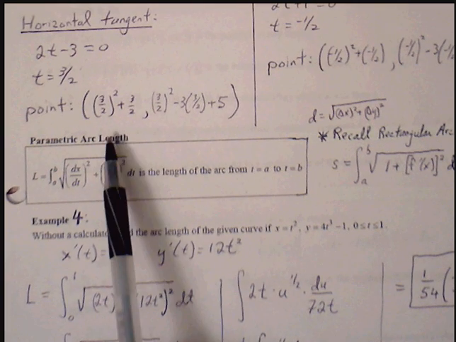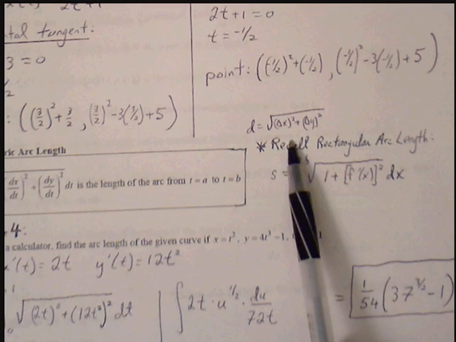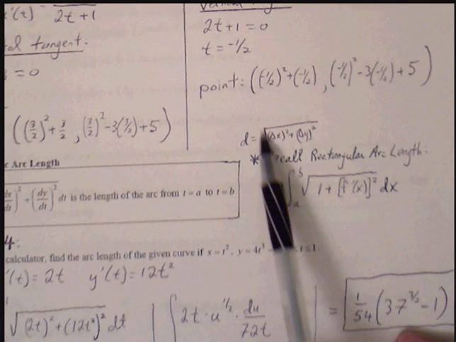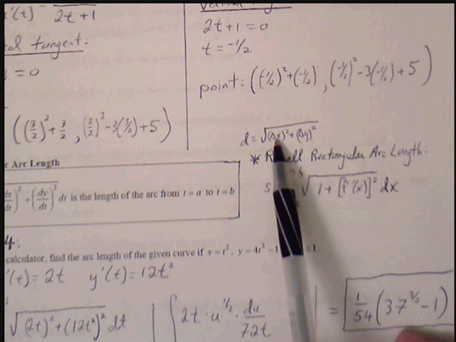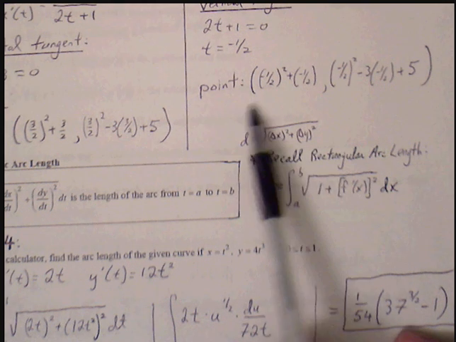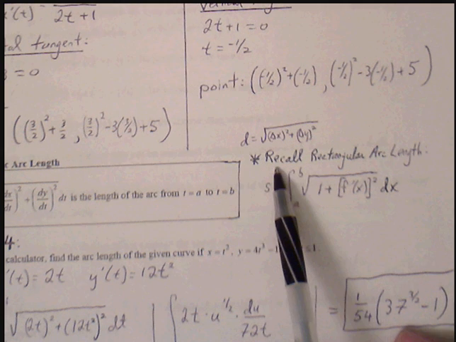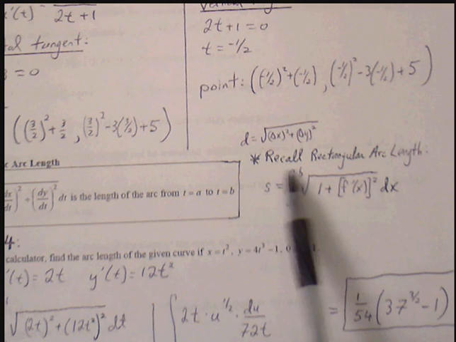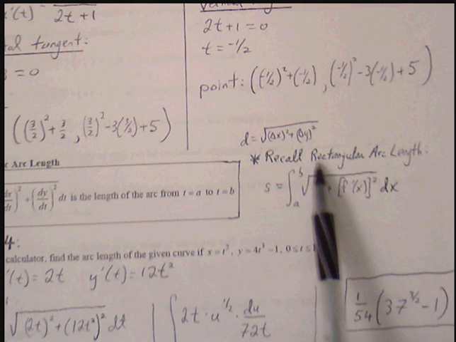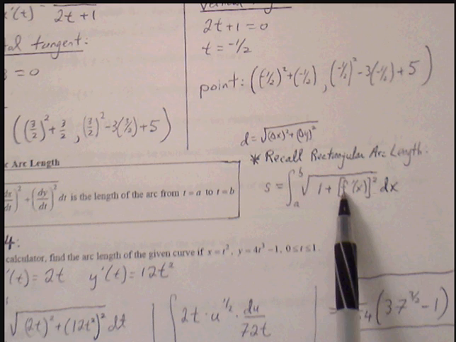Okay, parametric arc length. To lead into this, let's think about what we know about the distance formula. The distance formula is simply going to be the square root of delta x squared plus delta y squared, right? We're basically using the Pythagorean theorem and solving for the hypotenuse. And then from there, let's recall the rectangular arc length. So for rectangular arc length, we turn this into the square root of 1 plus f prime of x squared.